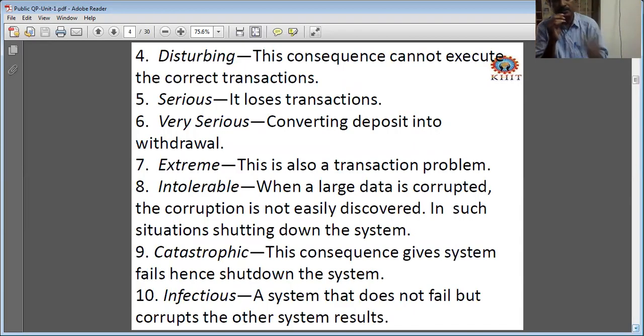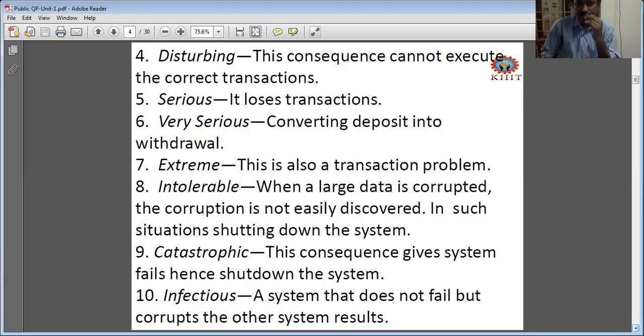Disturbing. This consequence cannot execute the correct transactions. Serious means it loses transactions. Very serious. It is converting deposit to withdraw. Extreme. There is also a transaction problem.